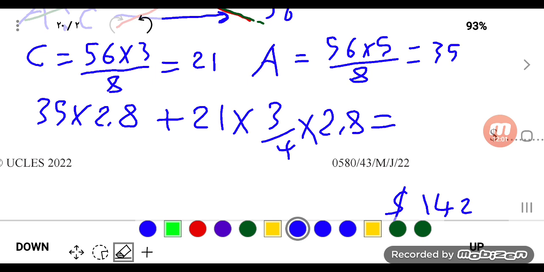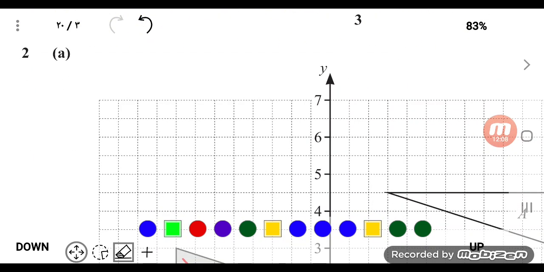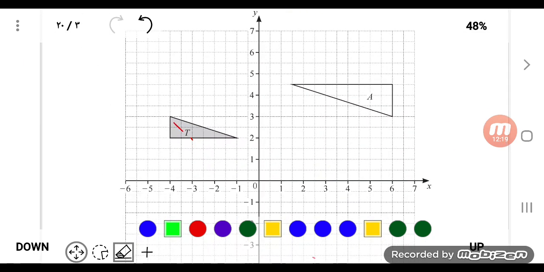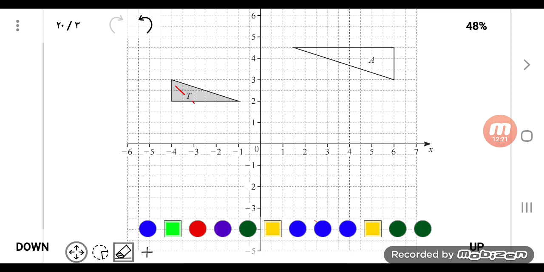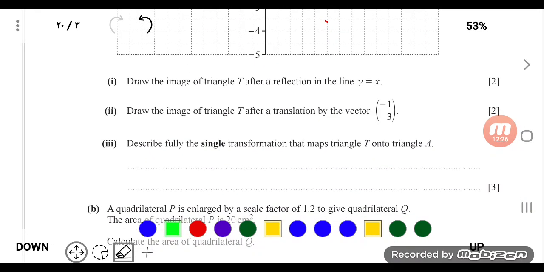Okay, like this we finished solving the first question. Let's now see the second one. Question number 2 is a transformation question. So in this question you are given this diagram. You have two triangles A and T. Question number 1. Draw the image of triangle T after reflection in the line y equal x.